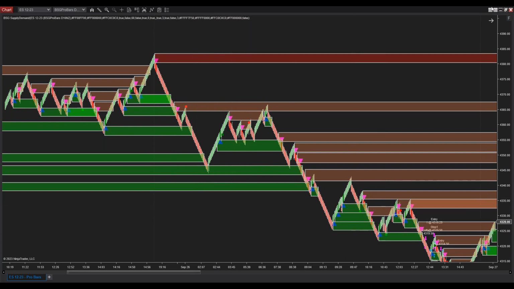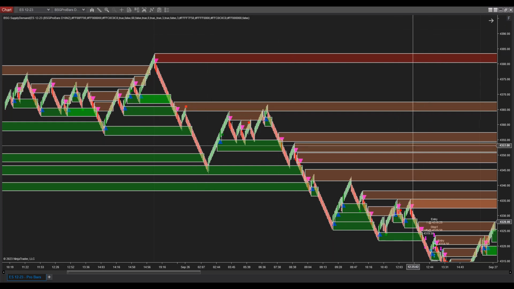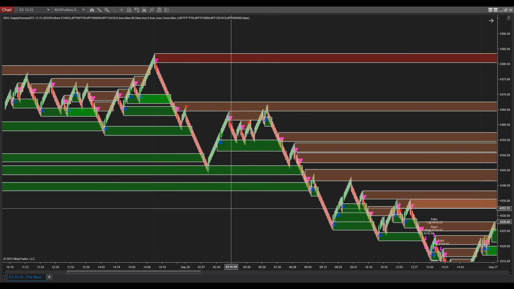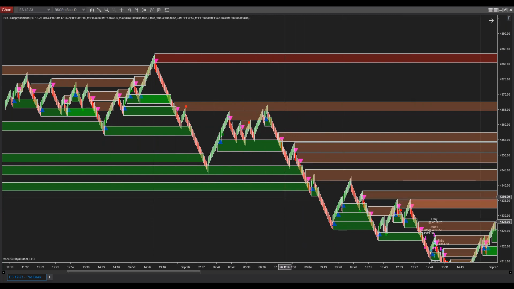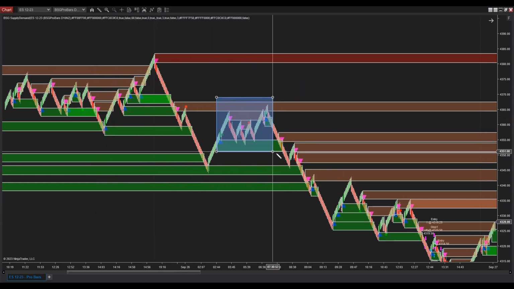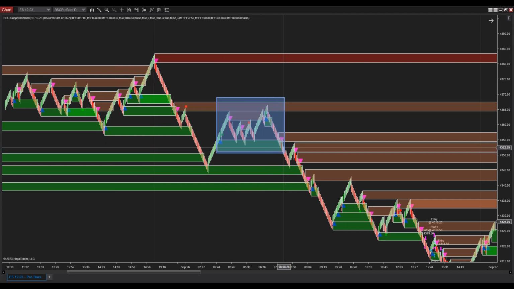Okay, in this case, what can we find here? I think it's Thursday, September 26th. Look at here in terms of when the market opened, right here at 8:30. Again, you can find the same pattern again and again. The market will consolidate.